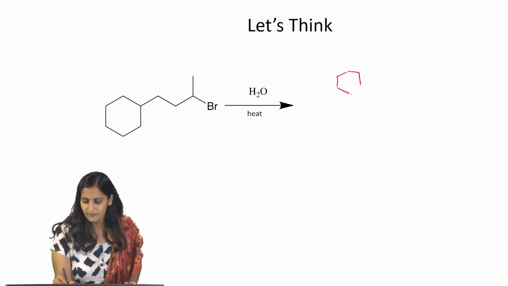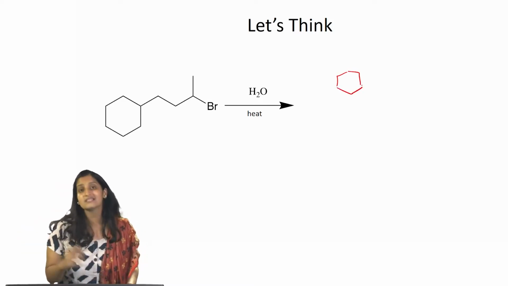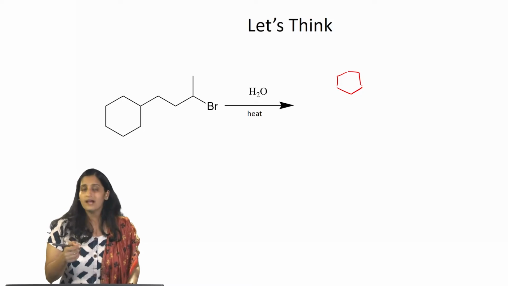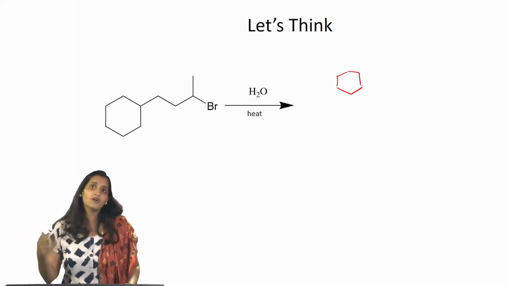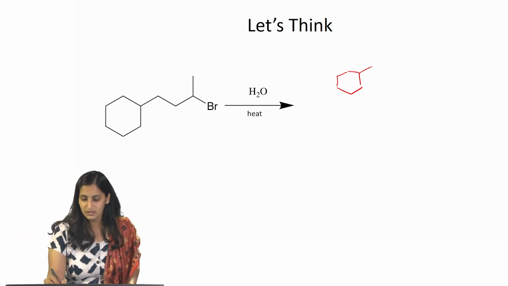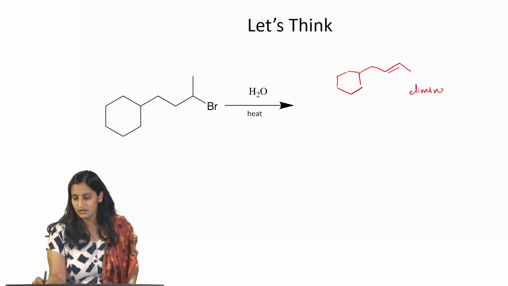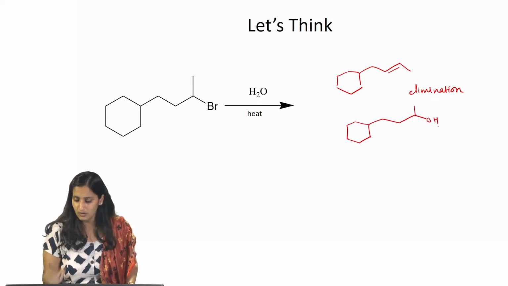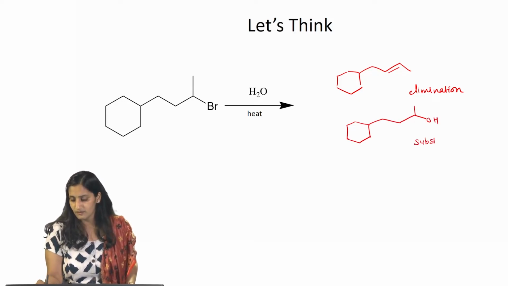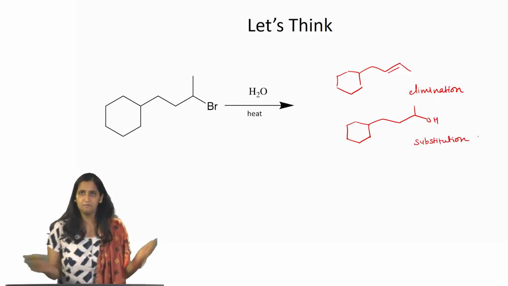If you remember from the last course, we discussed the reactions of alkyl halides, and alkyl halides can undergo substitution or elimination reactions, right? So either it can form this, which is an elimination product, or it can form a substitution product. In the case of a substitution product, it's going to result in an alcohol, and in the case of elimination, it's going to result in an alkene.